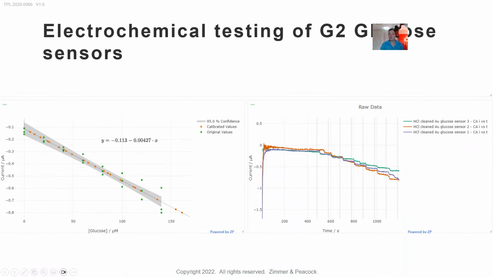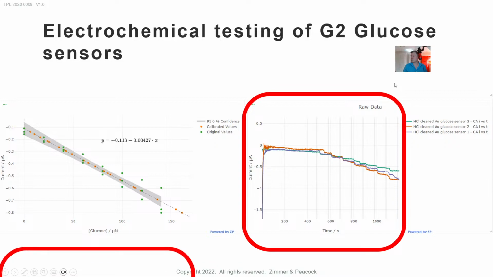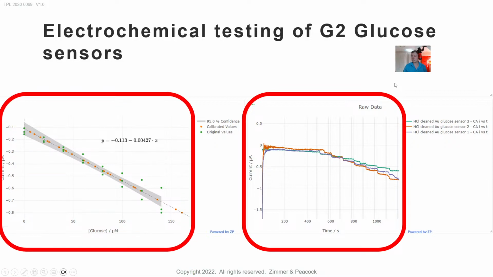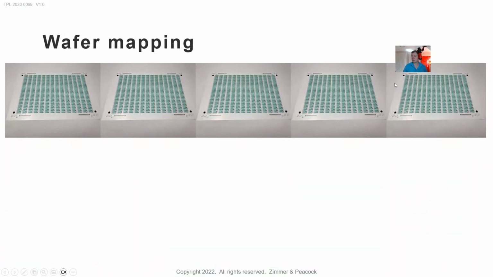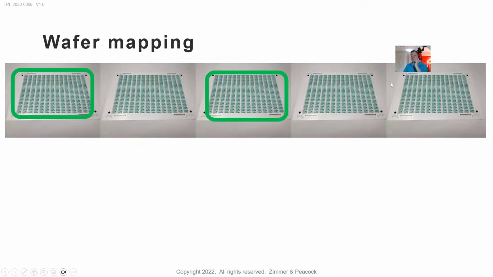So when people order biosensors from us, we've always done a test to make sure that these things actually work before they go out. That's a glucose sensor being tested, and that's Julie doing the analysis. We do something called wafer mapping, where we have several sheets and we test the beginning, middle, and end. Each sheet basically has coordinates.